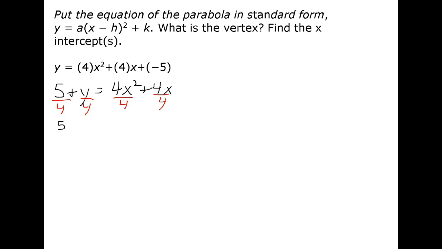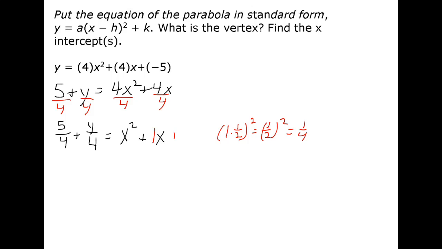So we have 5/4 plus y over 4 equals x squared plus x. So we're able to complete the square now. We can fill in the number that we want. So right now there's a 1 in front of the x, and we're going to fill in our own number next to the x. So we take the 1 times a half, we square that. So 1/2 squared is 1/4. So I add 1/4 to both sides of the equation.